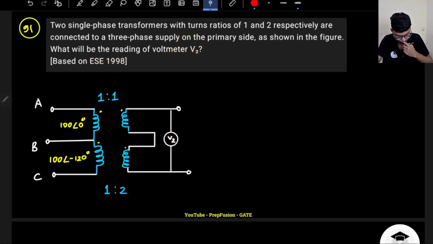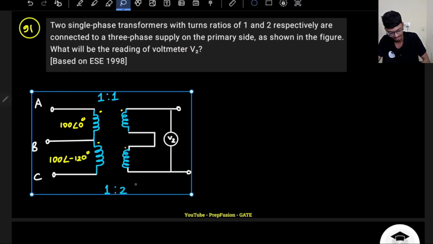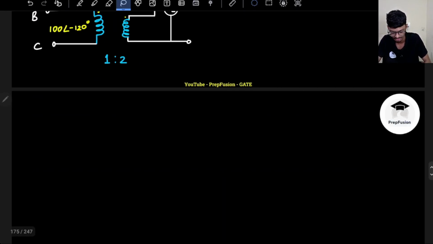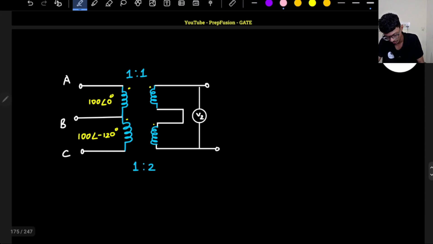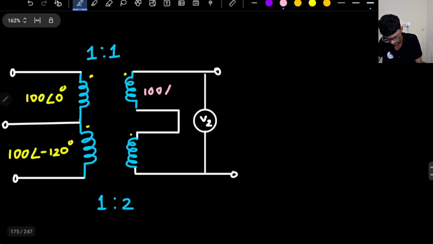How will I measure the voltage of voltmeter V2? I know here I have a voltage of 100 angle 0. So here what will be the voltage? Same, right? Because it is an isolation transformer and the voltage ratio will be same in coils. So coil voltages will just work as a single phase transformer. That is what we have discussed in three phase transformer, right? So here the value will be 100 angle 0 only. This will not change. This will be plus, this will be minus.